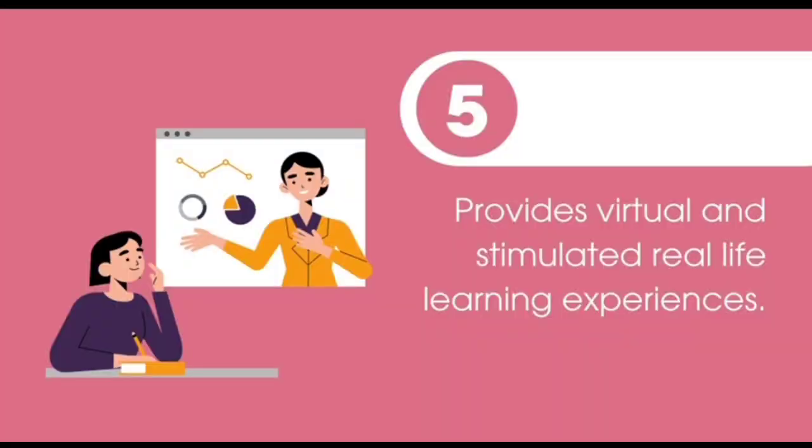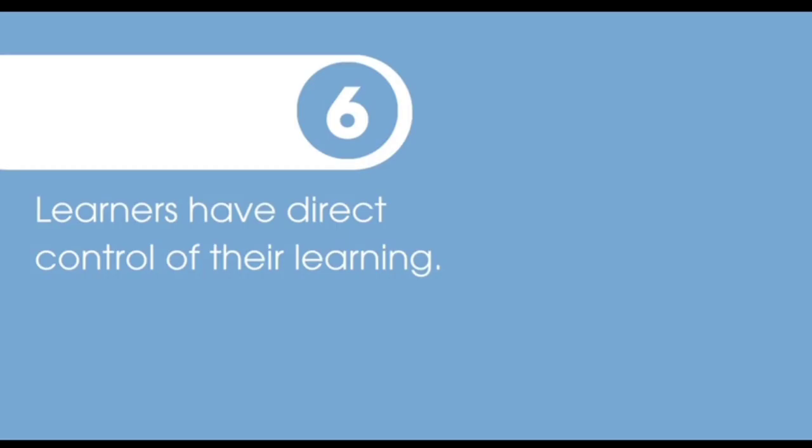Next one is provides virtual and simulated real-life learning experiences. So these software simulations allow students to explore scenarios and experiments that might be impractical in a real-world setting. Next one is gives learners direct control of their learning. So students can choose what and when to learn, fostering autonomy and self-directed learning.